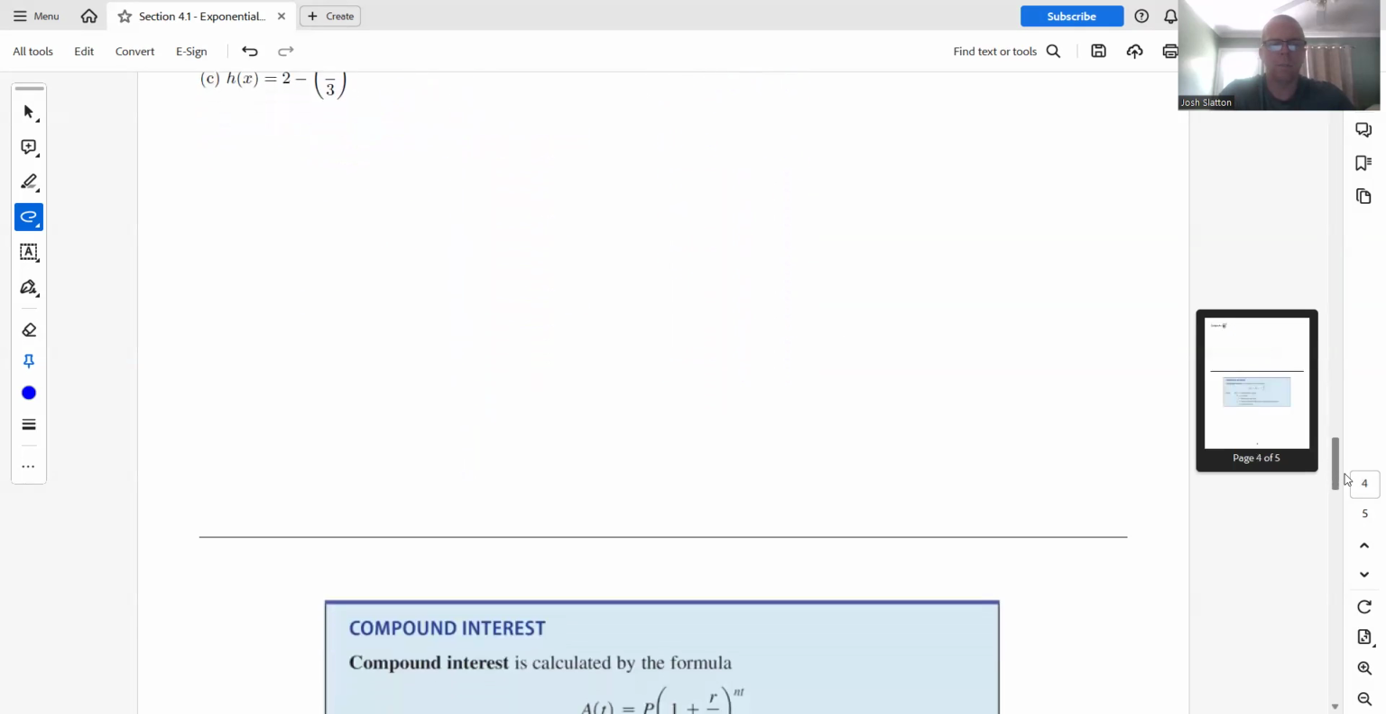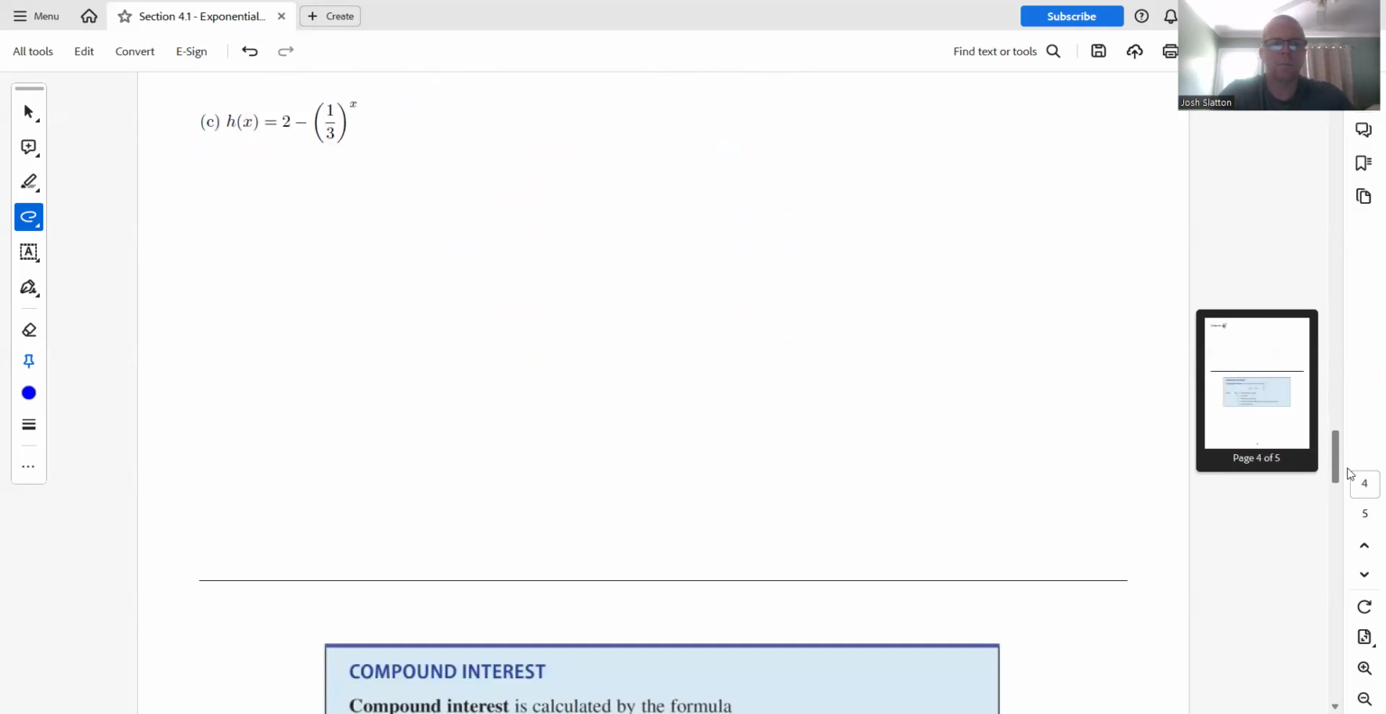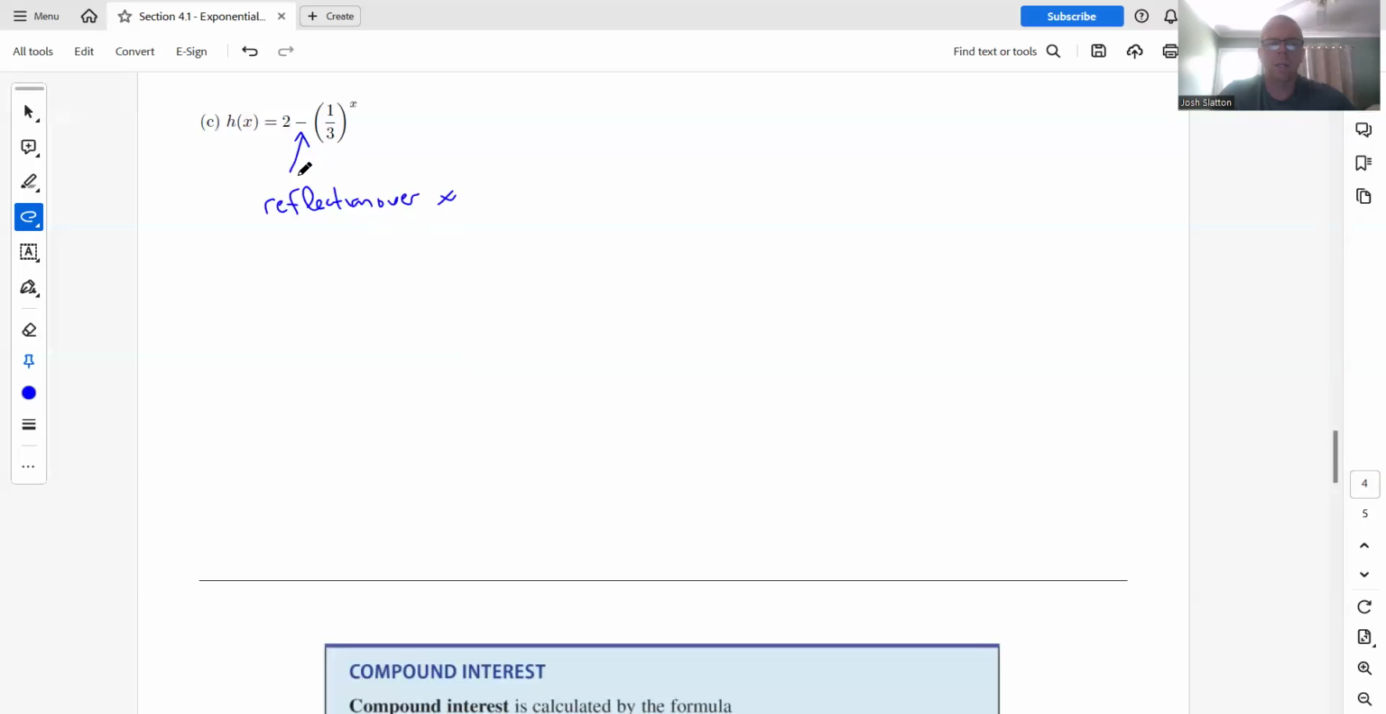All right, next one. All right, so now we have a couple of things going on here. The negative there, if you remember from an earlier section, that's a reflection over x. And then, of course, that is a vertical shift. That's a V, vertical shift. So let's see what that looks like.